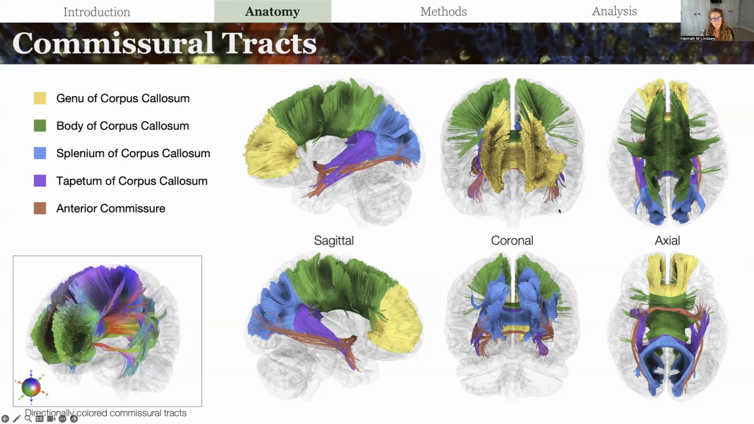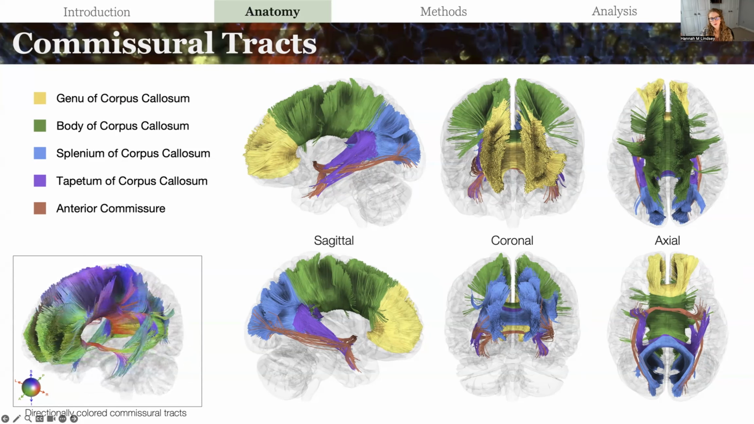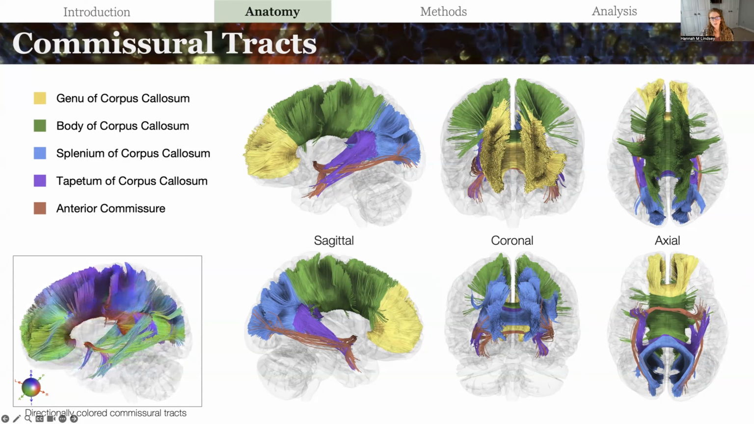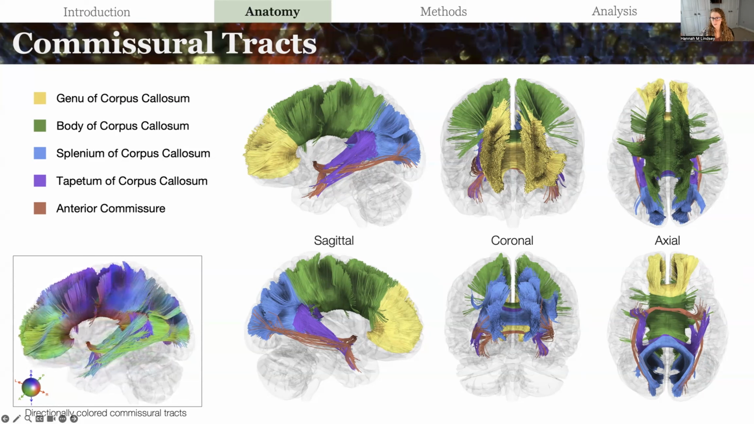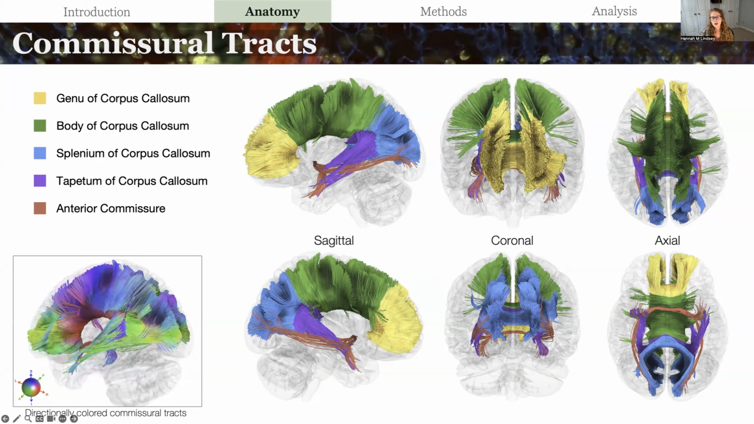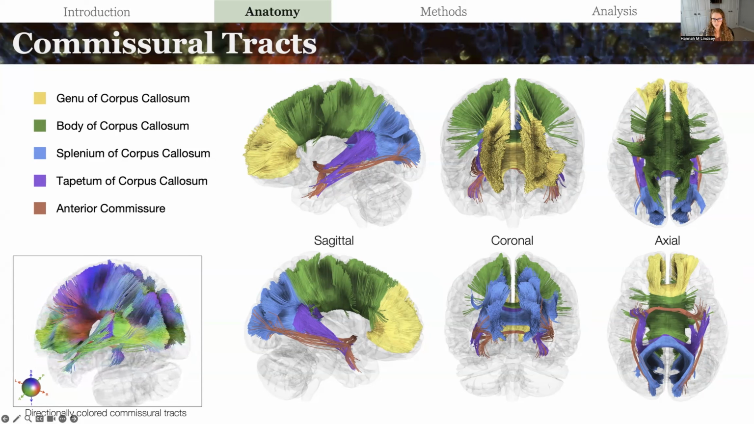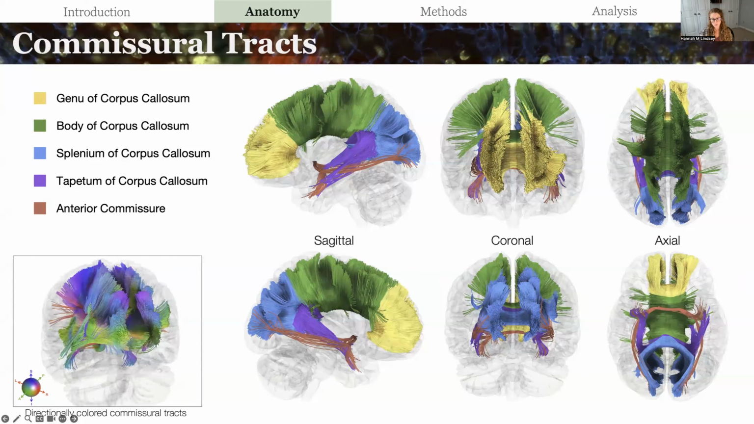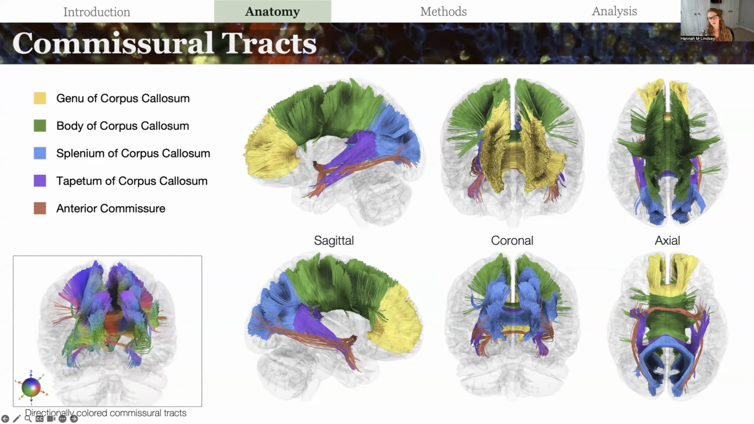The tapetum, which you can see in purple, is a smaller component that is sometimes considered part of the body or splenium. It extends laterally from the body and splenium, wrapping around the lateral ventricles and projecting anteriorly into the temporal lobes. Its function is less well understood than the other regions, but it does support interhemispheric communication between the two temporal lobes, and it probably plays a role in language and memory.